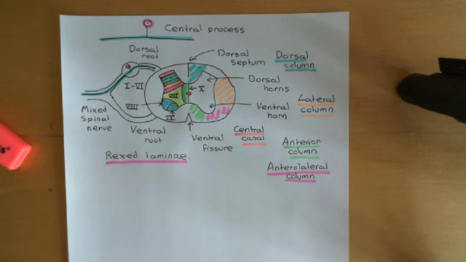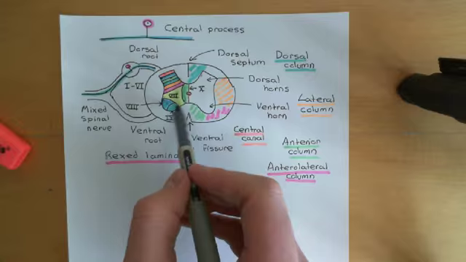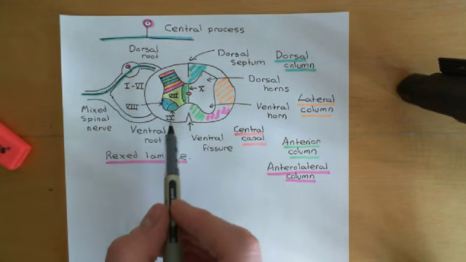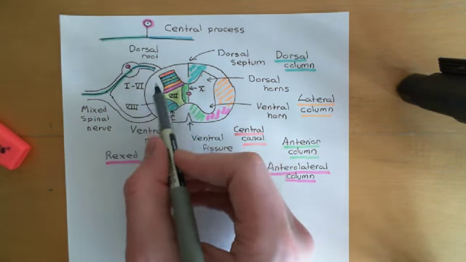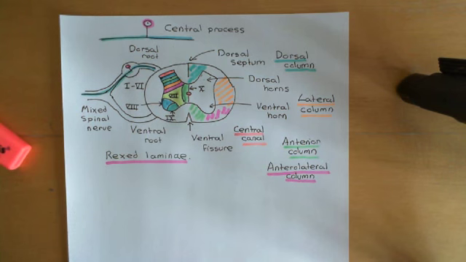So those are the different Rexed laminae of the spinal cord. Now the ones that are going to be particularly of interest to us are Rexed lamina number 1, Rexed lamina number 2, and Rexed lamina number 5. Okay, so we're actually not going to need all of these fancy ones further along down here. We're actually only going to need these really simple ones down here.